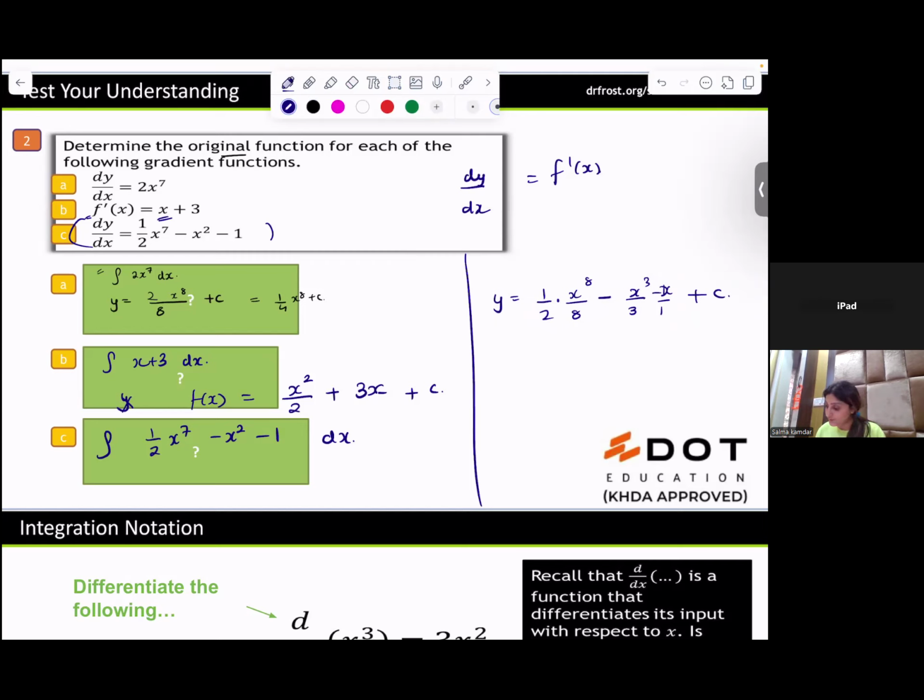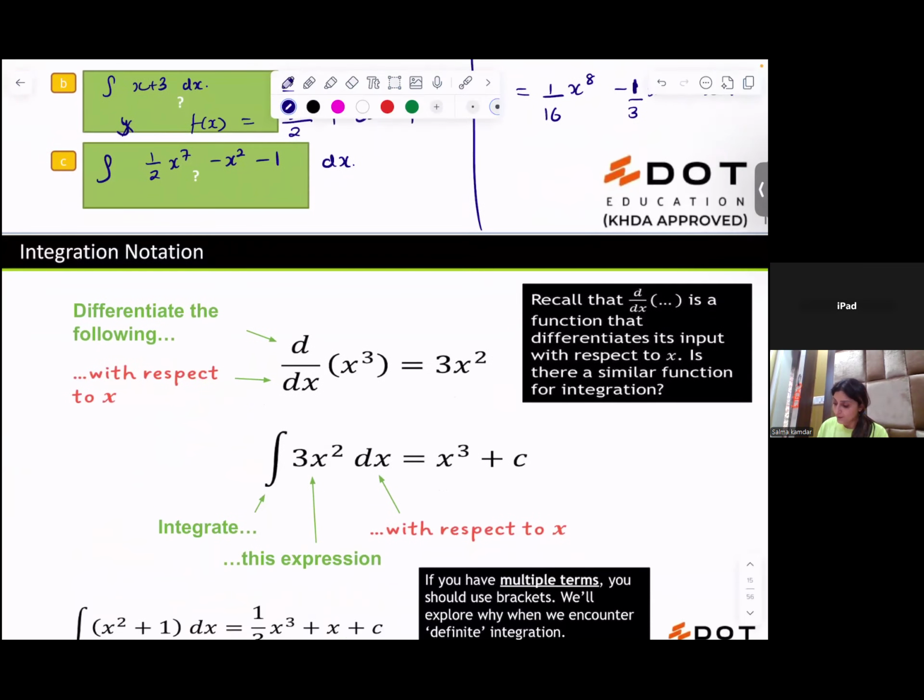Okay, do not forget to put the plus c. So this becomes 1 by 16 x^8 minus 1 by 3 x cubed minus x plus c. This is my original function. Okay, so always remember the meaning of this.